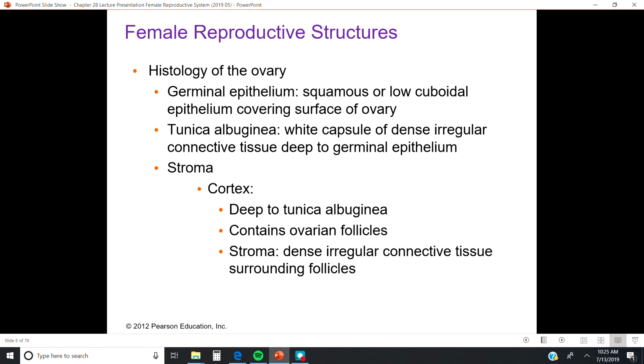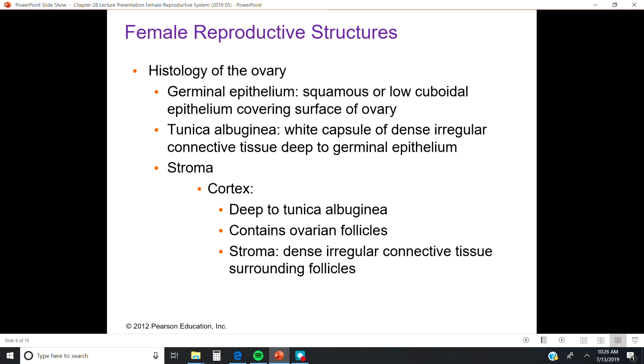Okay, so a little bit about the histology of the ovary. The ovary does have a covering around it. It's just some simple cuboidal epithelium that covers the surface of the ovary. We're going to call that the germinal epithelium. Just underneath the germinal epithelium, we have a white connective tissue known as the tunica albuginea. This is the same type of tissue that is around the testes. So you can see embryologically the testicle and the ovary have the same covering, this tunica albuginea. So it's a white capsule of dense irregular connective tissue, right underneath this germinal epithelium.